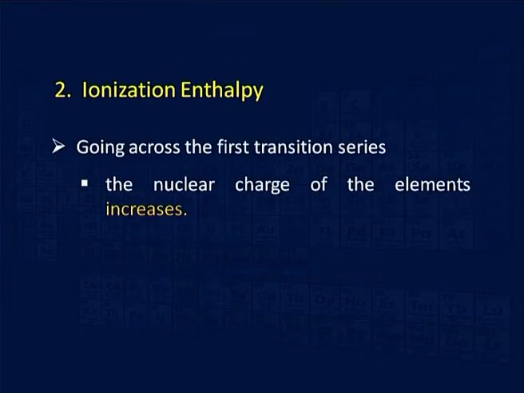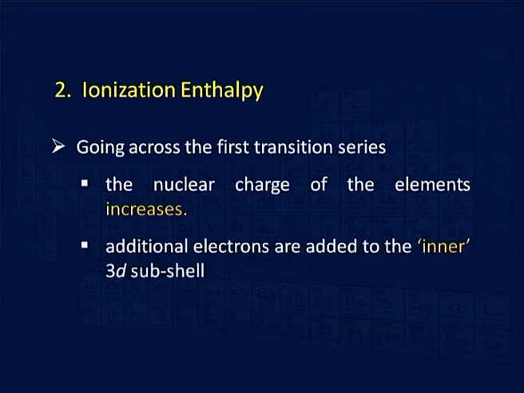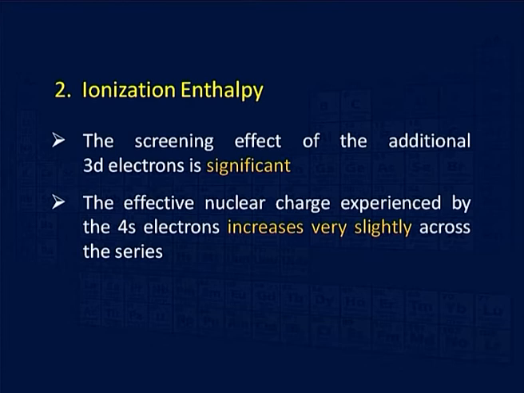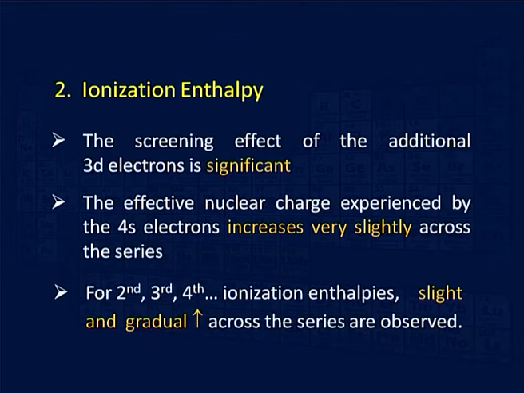Going across the first transition series, the nuclear charge of the element is increasing. Also, the additional electron is added into the inner 3d shell. Moreover, the screening effect of the additional 3d electron is also a significant factor. The effective nuclear charge experienced by the 4s electron increases very slightly across the series. For the second, third and fourth ionization enthalpies, a slight and gradual increase across the series is observed.